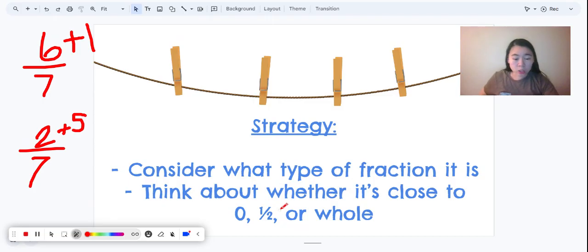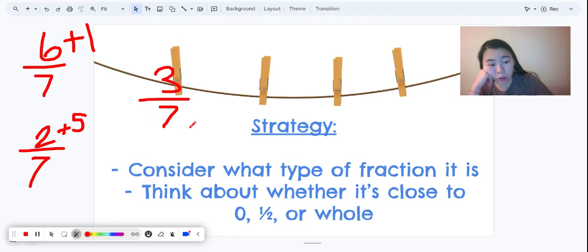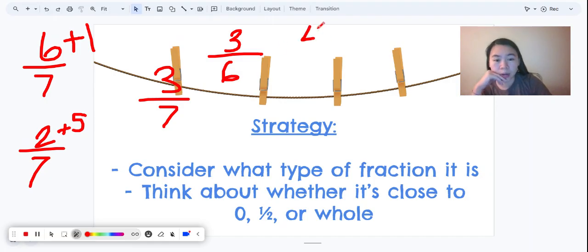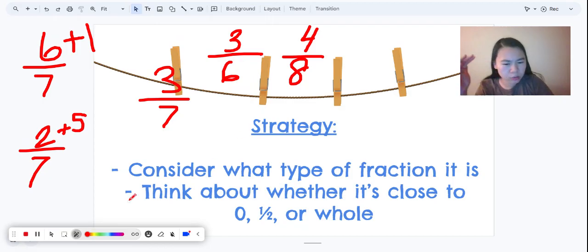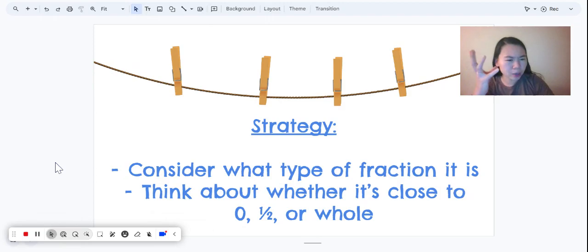We can also think what's close to a half. 3/7 would be really close to a half because half of 7 is 3.5. Or 3/6. That is exactly a half. 4/8. That is exactly a half. So is it close to 0, half, or whole? It's also another way for you to get a better idea of how big that fraction is.